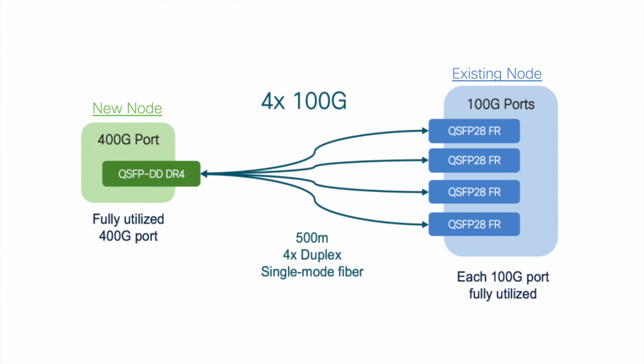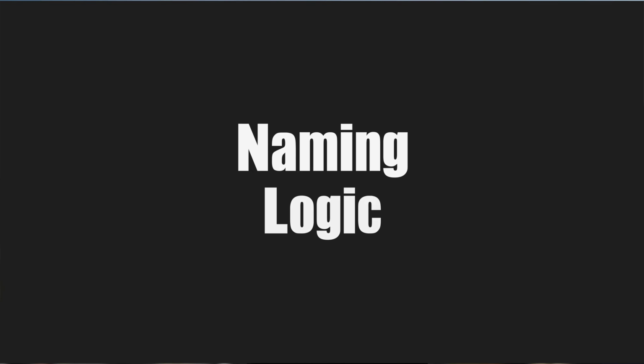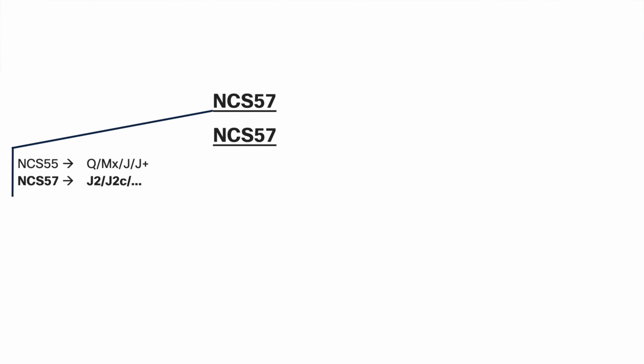like QSFP28 FR. Coming back quickly, on the naming and how to decipher it. NCS 55 represented the products based on Qumran MX, Jericho, and Jericho Plus. NCS 57 is a new family containing J2, J2C, and following.